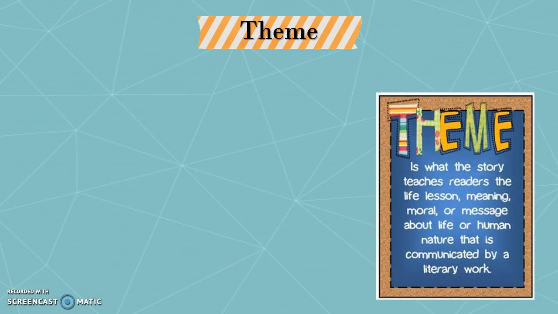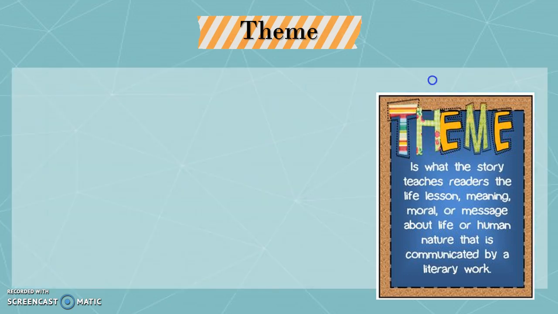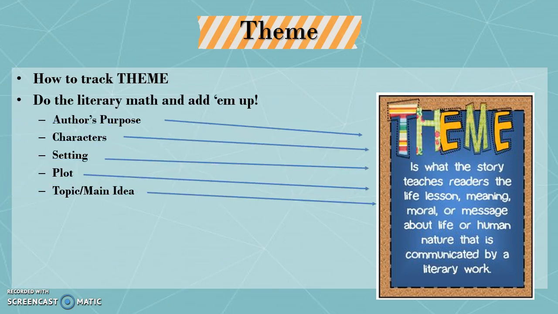Theme is what the story teaches readers. It's the life lesson, the meaning, the moral. It's the message about life or human nature that is communicated by a literary work. How to track the theme? Do the literary math and add them up. Look at the author's purpose. Look at the characters. Consider the setting. Determine the plot. What is the topic and what is the main idea?